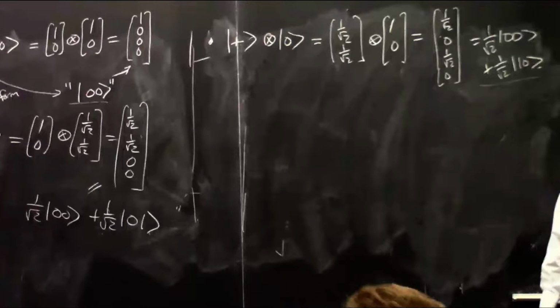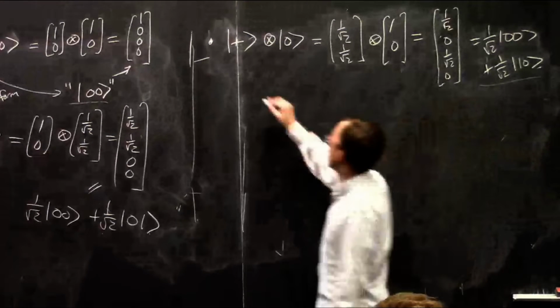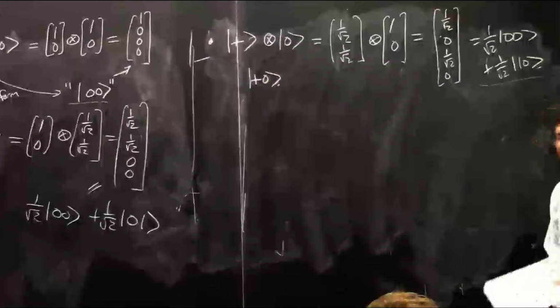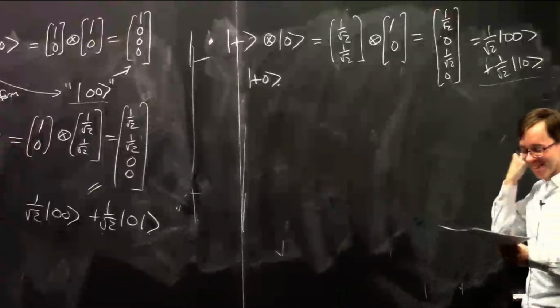Yep? Can you write ket plus 0? Yeah, you can. People will call this plus 0. Yeah, you can do it. That's the beauty of this notation. You can just do lots of nice things.